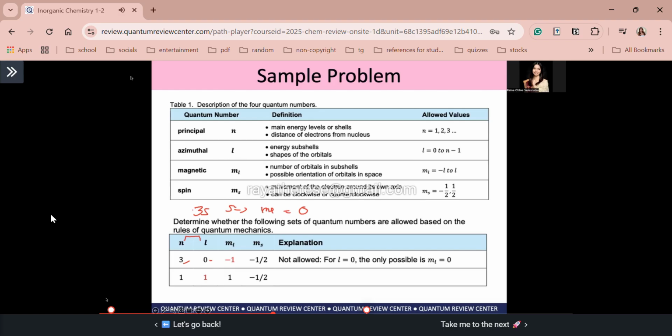So, second set, n is equal to 1. Okay, pwede. L is equal to 1. Oops, mali yan. Bakit? Again, L must be equal to 0 to n minus 1. Since 1 minus 1 is equal to 0, then L should be equal to 0. Okay, so the second set is also not allowed.